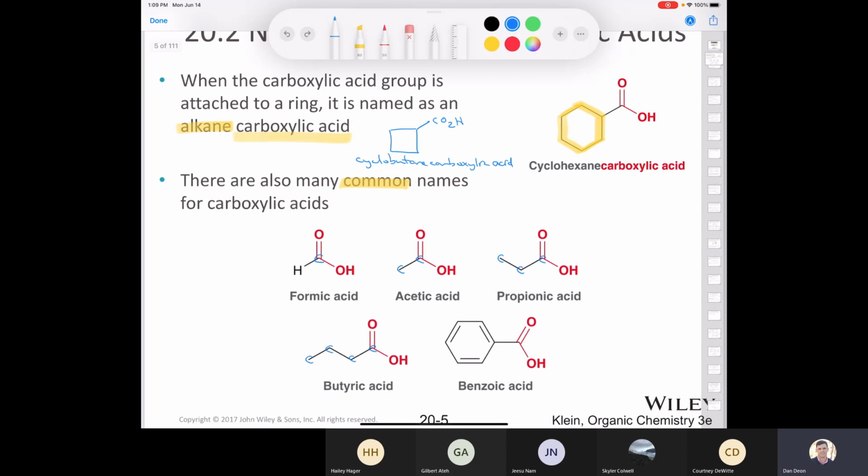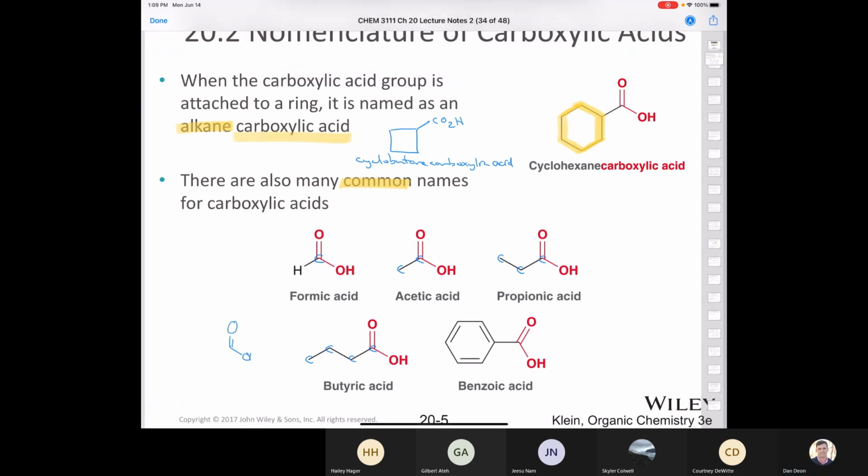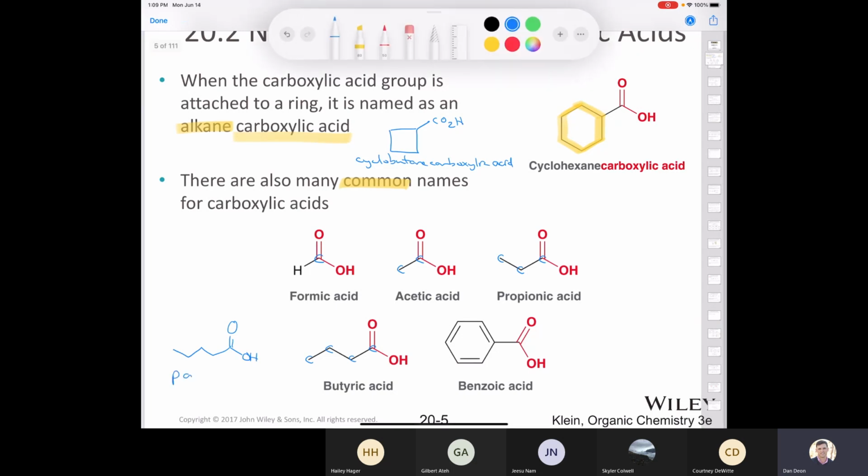There's another one, if you have five carbons, so one, two, three, four, five, instead of pentanoic acid, the common name for this is valeric acid. Valeric acid. Anyhow, the reason we learn the common names, you might find them a bit annoying. All of these common names, again, which are formic, acetic, propionic, butyric, and valeric.